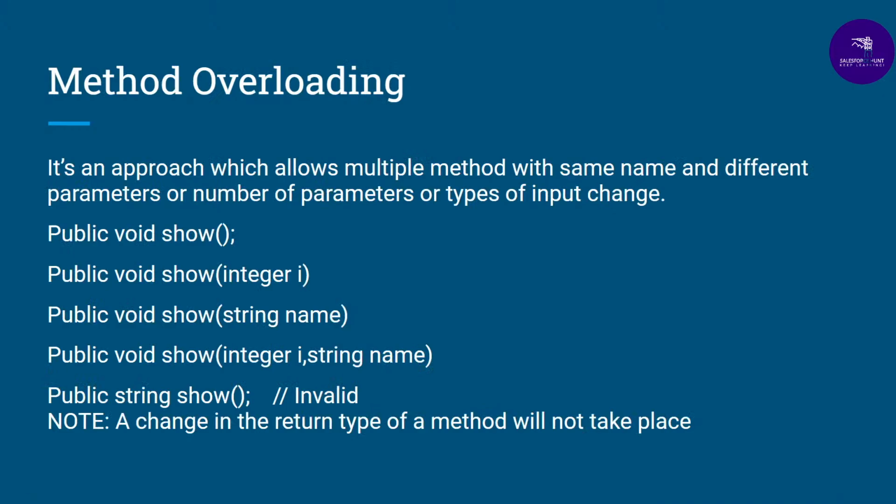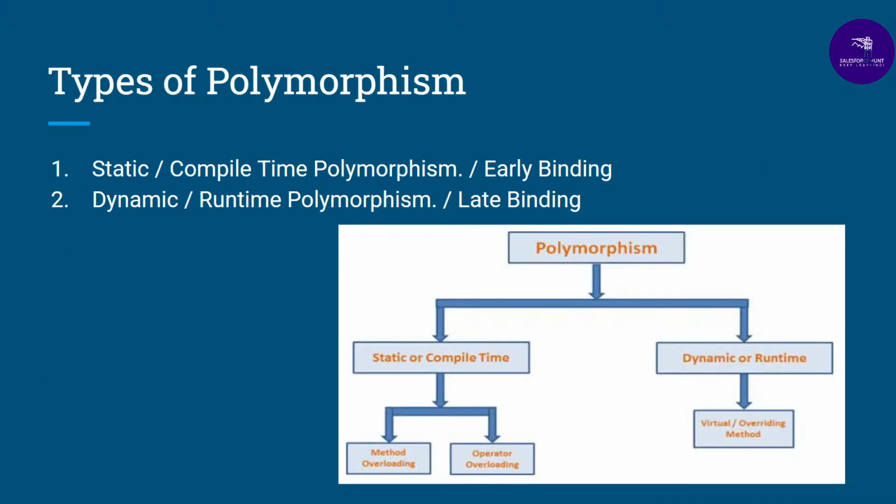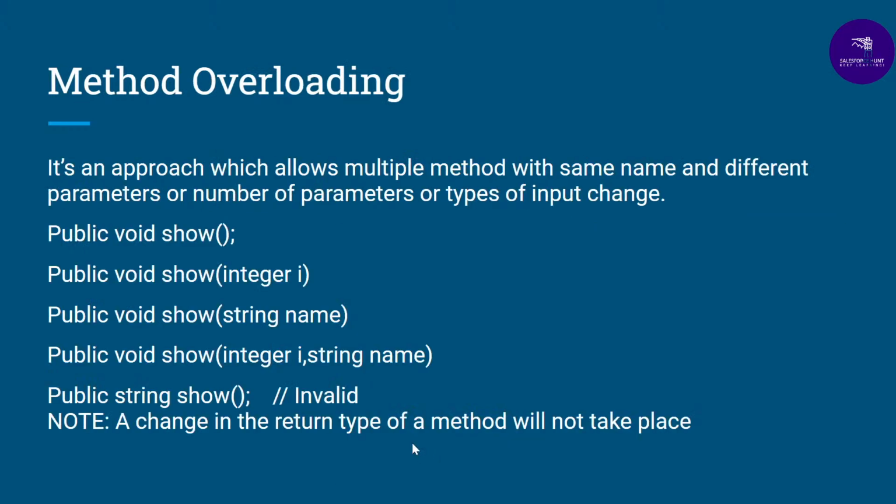First is static polymorphism, static or compile time, which we can achieve with the help of method overloading. Method overloading is an approach which allows multiple methods with the same name and different parameters, a different number of parameters, or different types of inputs based on your need. So you can check this one.